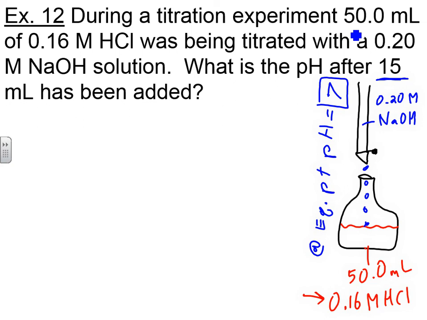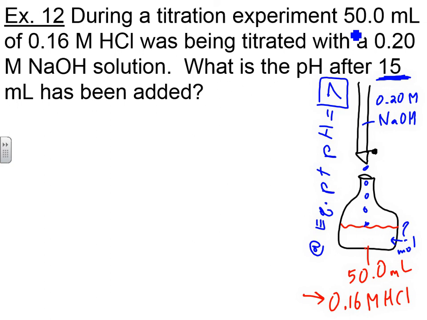The first thing I need to find out is how many moles of my acid do I have in here. I want to know the moles. How many moles of the acid is in there? And then, when I add 15 mils of the base, I'll be able to find out how many moles of the acid I have neutralized, have titrated, and then how many moles I have left over. And that's the idea. So let's find out the moles. Again, moles is molarity times liters.